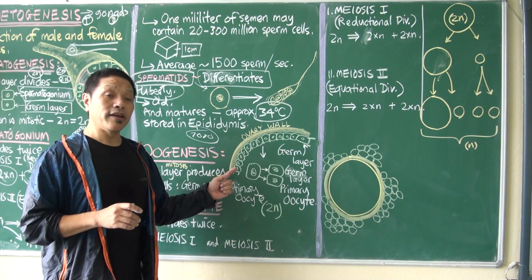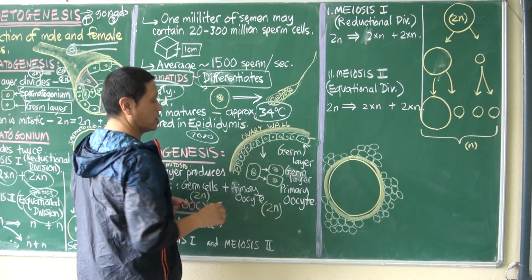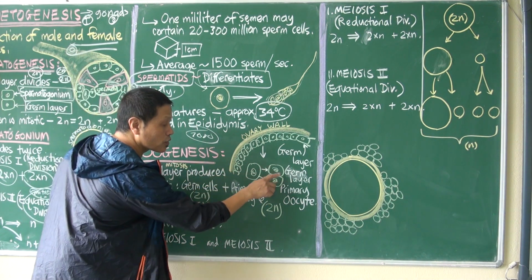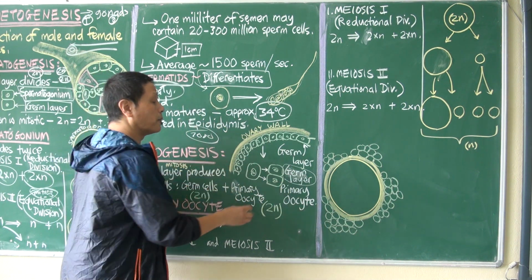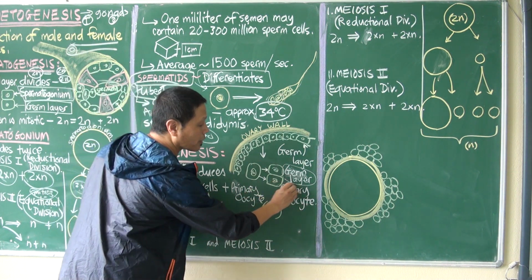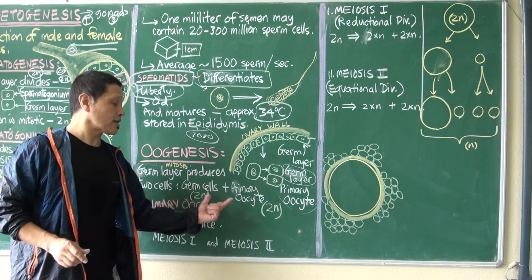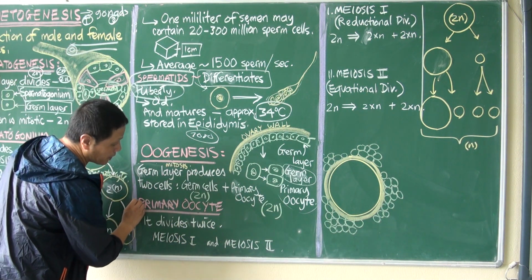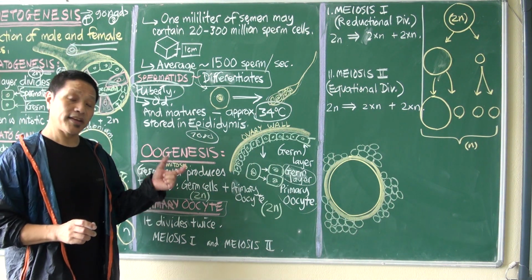The germ layer of the ovary divides to form two cells. One cell divides to form two cells. One continues to form the germ layer. The other is called the primary oocyte. Germ layer produces two cells, germ cells and primary oocyte. Now we are interested with the primary oocyte, which eventually forms the egg cell.